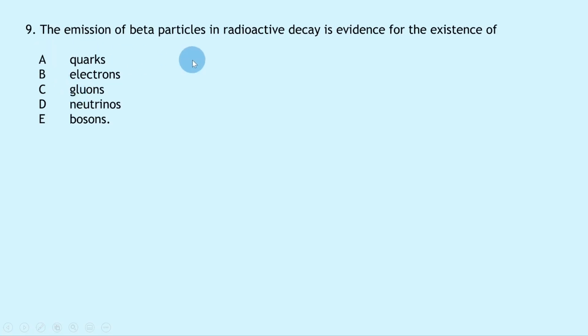Question 9 says the emission of beta particles in radioactive decay is evidence for the existence of quarks, electrons, gluons, neutrinos, or bosons? Well, you should remember that beta decay or beta particles provide evidence for the existence of neutrinos.